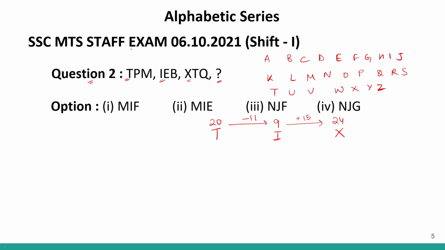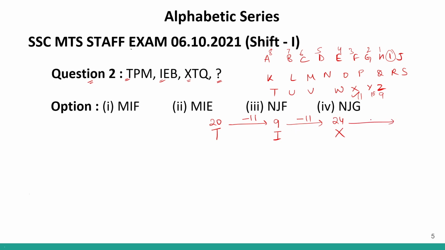So now from I to X, if I have to go. From I to X, if I go back, so this will be 1, 2, 3, 4, 5, 6, 7, 8, 9, 10, 11. So I can say that I am moving back by 11. Correct? I can say that I am moving back by 11.